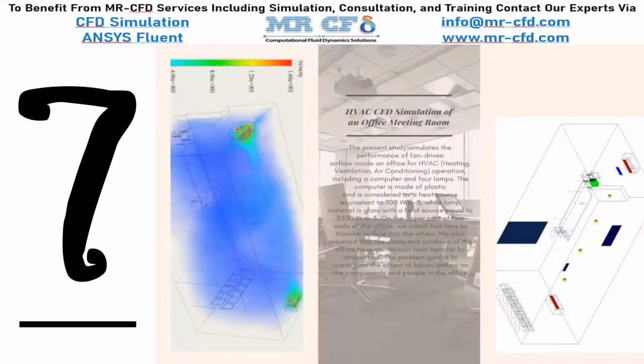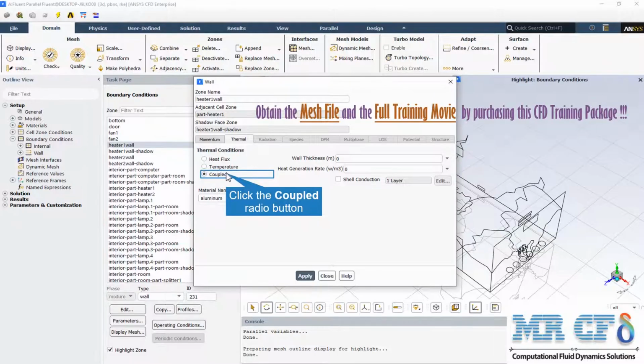The 7th study examines the performance of fan-driven airflow inside an office for HVAC operation, including a computer and 4 lamps. The heater wall has the coupled thermal boundary condition, because it has a connection on both the inner and outer sides with the fluid.